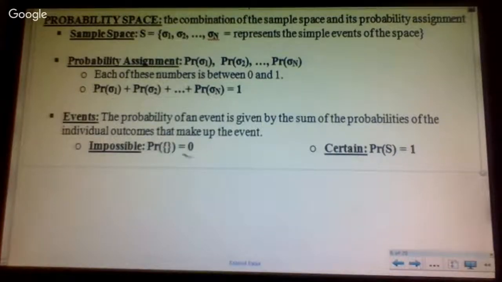Again, the probability of an empty event is 0. They show empty events by those two squiggly lines without anything in between them.